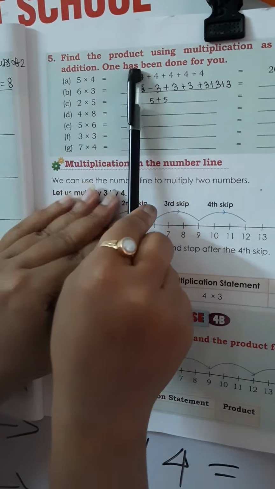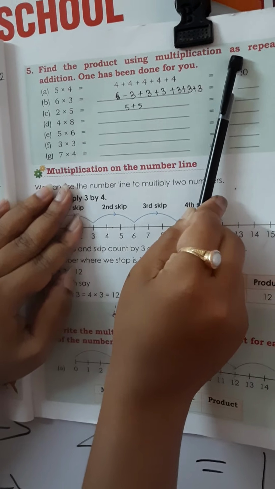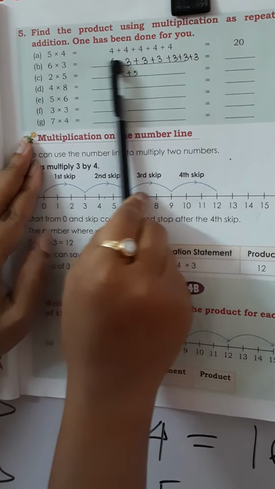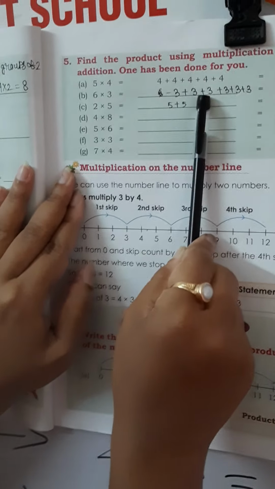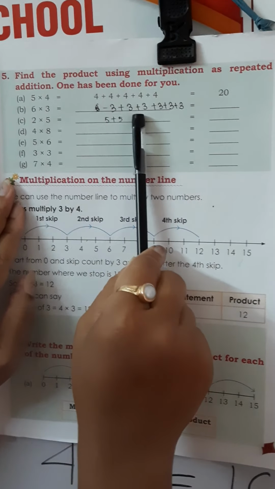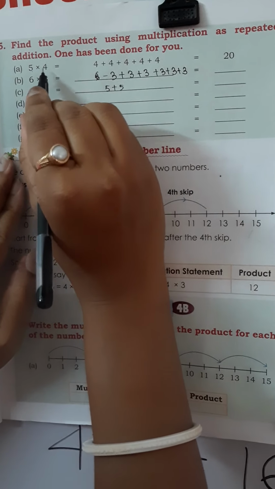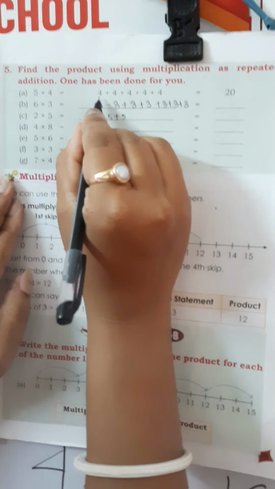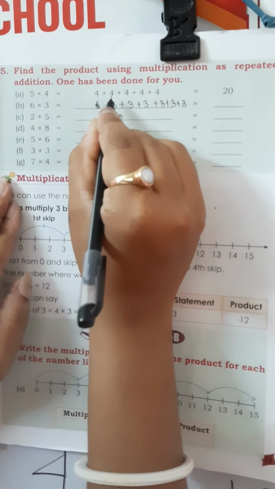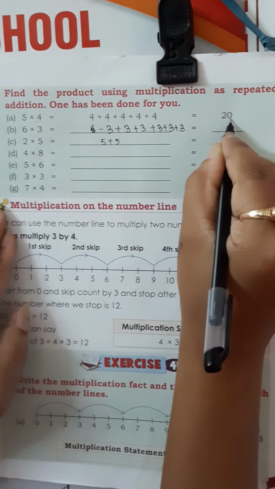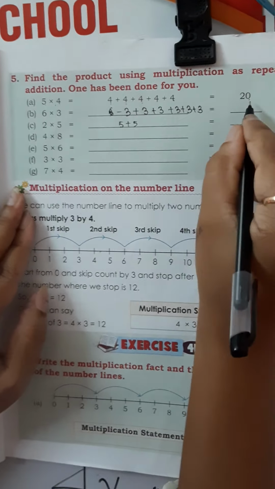That is, find the product using multiplication as repeated addition. One has been done for you, and one I will do in your online class. So the first one, you see 5 into 4. How many times 4 do you have to write? 5 times. You see that, my dear students, here it is already written 5 times. 1, 2, 3, 4, 5. So the answer is 20. 4 into 5 equal to 20.